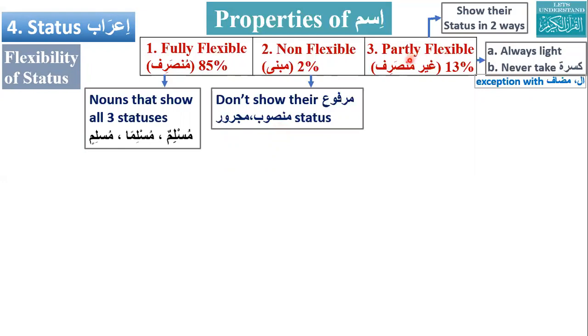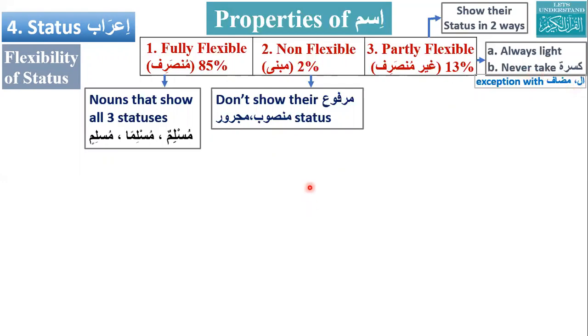And the third type of noun is partly flexible. So partly flexible nouns, they show their status in two ways. So these are about 13%. The partly flexible, non-flexible are just 2%. Mostly nouns are flexible. So 85% nouns are flexible. So partly flexible nouns are always light. They do not take kasra. No? The exception is with al or mudaf.